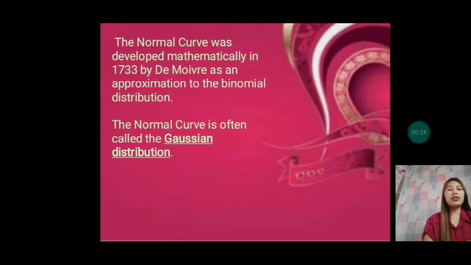Laplace used the normal curve in 1783 to describe the distribution of errors. Subsequently, Gauss used the normal curve to analyze astronomical data in 1809. The normal curve is often called the Gaussian distribution. The term bell-shaped curve is often used in everyday usage.